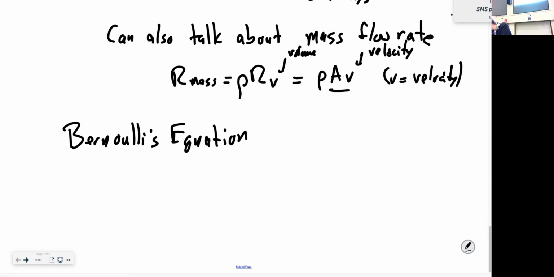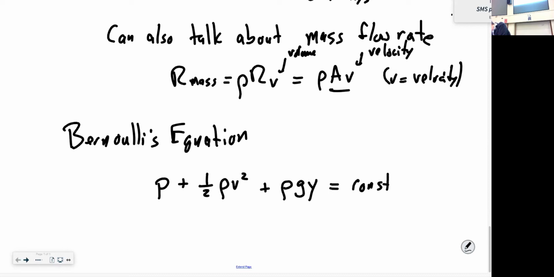Here we are. P plus 1/2 rho V squared plus rho g y equals constant. That is Bernoulli's equation. We sometimes will call this constant Bernoulli's number.